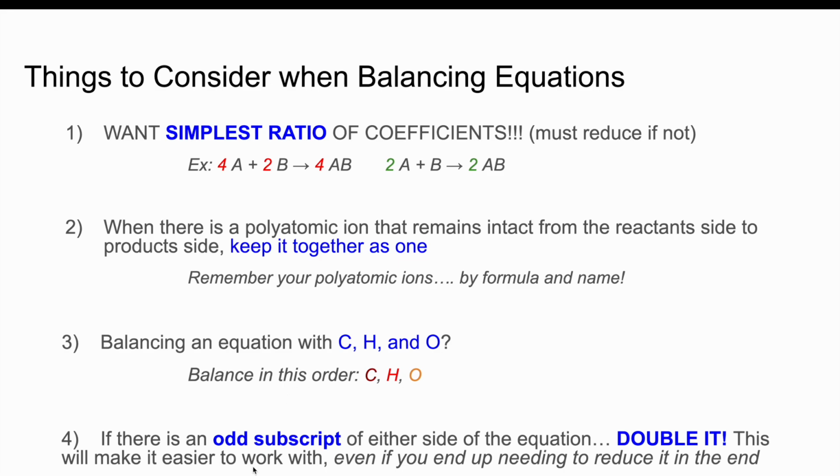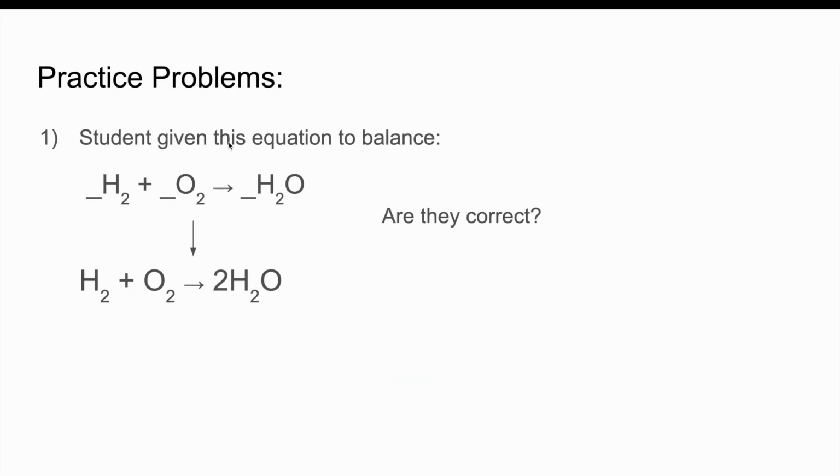Okay, number 4. If there's an odd subscript, this is my personal favorite hack. If there's an odd subscript on either side of the equation, then I like to start by doubling it. It doesn't necessarily always mean that that's what the coefficient will end up being, but it makes it easier to work with.